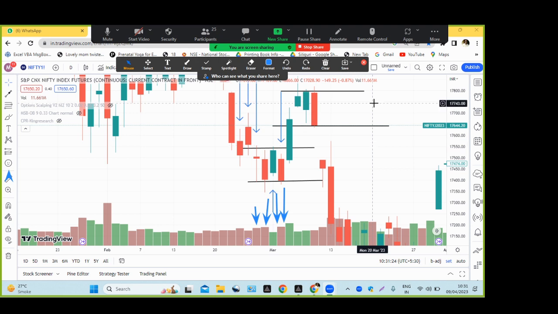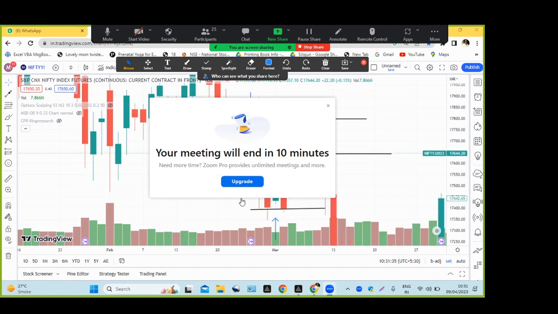Now, next day what happens? This candle appeared, went till here. Okay, now let's delete all the things. Erase everything. Okay. Now 10 minutes are left. Once this session is over, rejoin on the same link. Okay, guys.